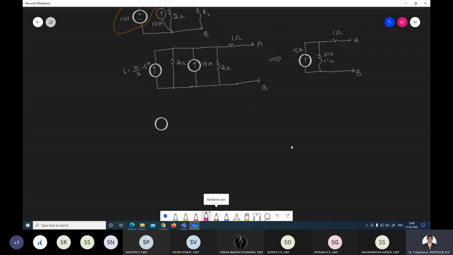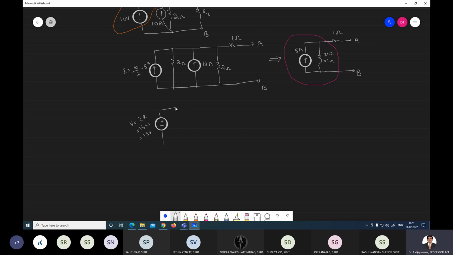Now this is a current source, and it is converted into a voltage source. Then you connect the voltage source; it becomes minus plus because the direction is like this. V is equal to I into R. Here I is 15 and R value is 1, therefore this becomes 15 volt.